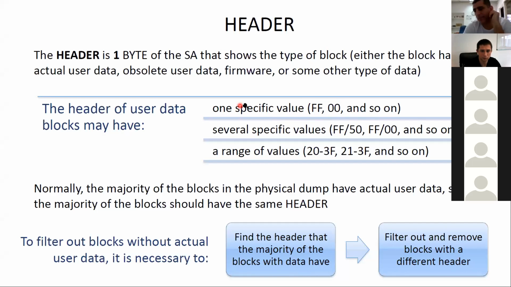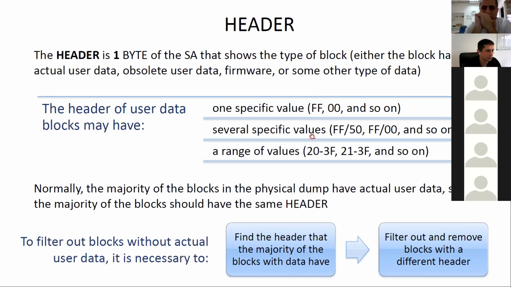Yeah, and it's typical for Phison controllers. Sometimes Phison controllers may have several specific values, such as FF and 50. For example, 50% of data blocks have header FF. Another 50% of data blocks have header 50. So two headers, two values for data blocks. All other values mean that it's not a data block, it's something else. We don't know what exactly, but not a data block, definitely. And SM controllers, Silicon Motion controllers, use a range of values for data blocks.